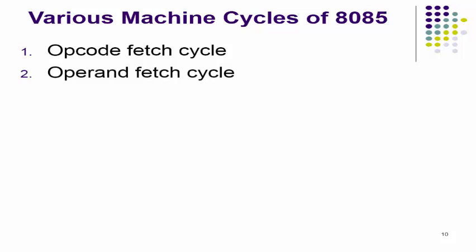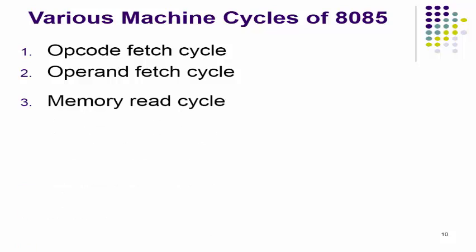Operand fetch cycle: depending on the contents available in the operand field. We have already discussed the instruction format, which consists of an opcode field and an operand field. In the operand field, if there is, suppose, an 8-bit or 16-bit address, then at that time the operand fetch cycle is mainly used to read the data from the memory or from the register.